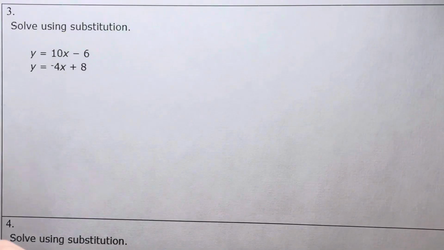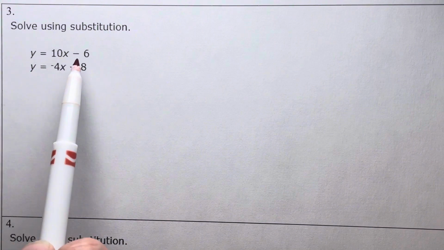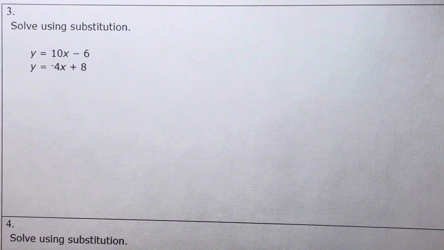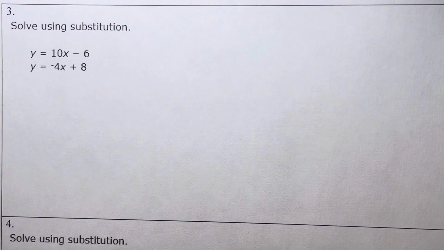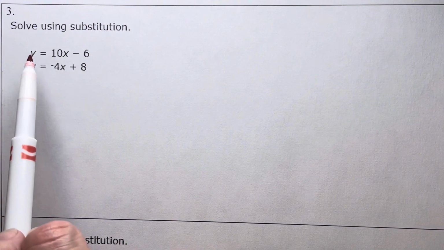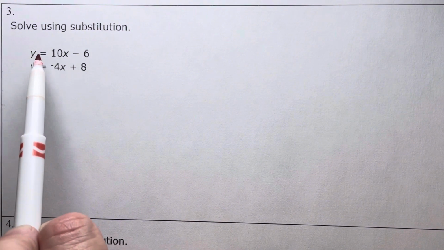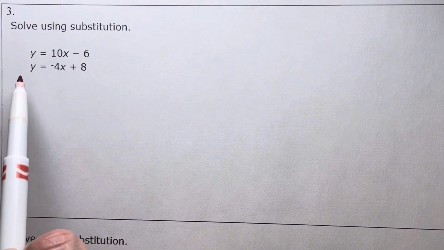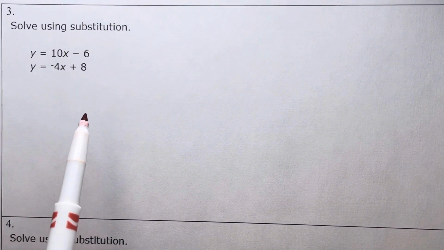Example 3. We're going to solve using substitution the system of y equals 10x minus 6 and y equals -4x plus 8. From our introduction, we learned that we should begin this process by looking for an equation that is solved for a variable. Well, don't you know it? Both of these equations happen to be solved for y. That makes this actually really simple, not scary at all.